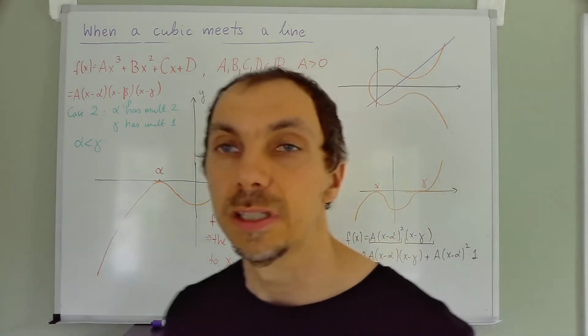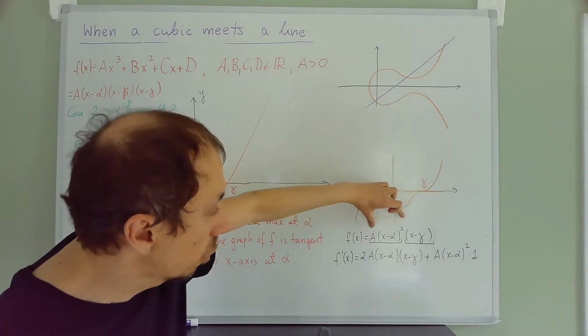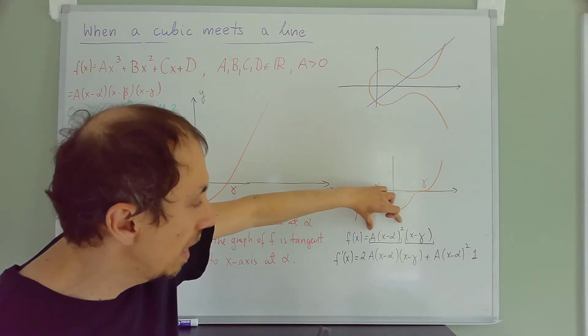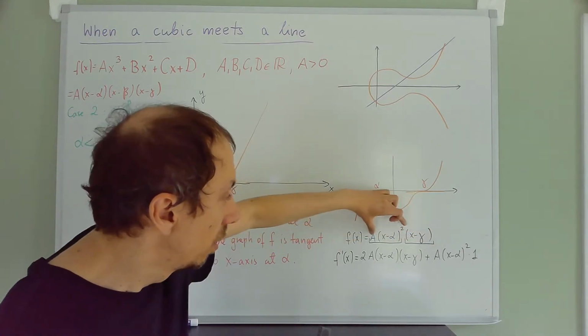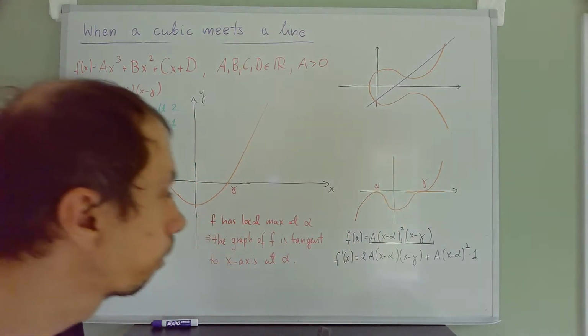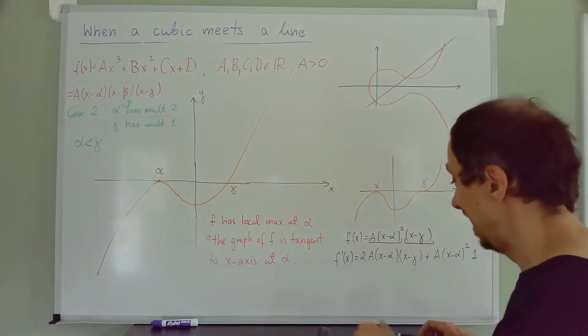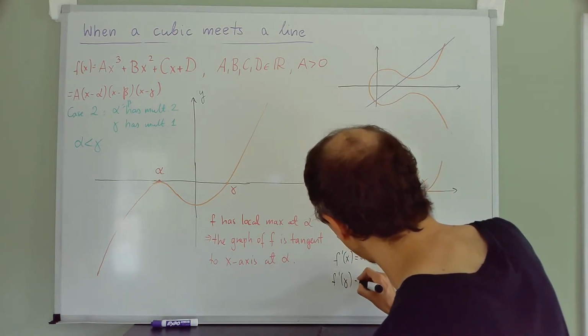Okay, let's do this again together. The derivative, so it's a product of this function and that function. The derivative of this function is 2a times x minus alpha times the second function, plus the first function, times the derivative of x minus gamma, which is 1. All right, so the question is, is this 0 at gamma? What's f prime of gamma?